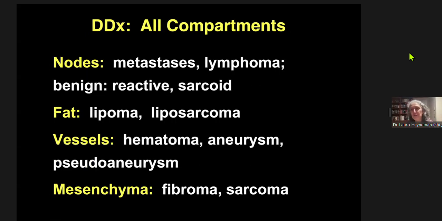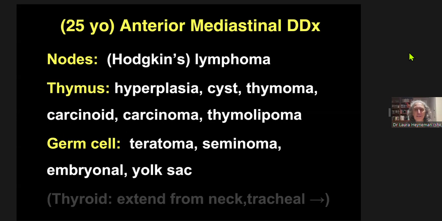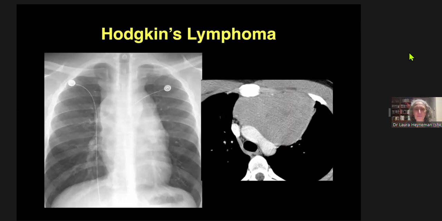There's no paratracheal deviation, so this is not going to be thyroid. And then remember to include lymph nodes, particularly in the anterior mediastinum. You want to think about Hodgkin lymphoma. This is not a vascular pseudoaneurysm, so we can cross out a few things. In a 25-year-old, there are thymic lesions, germ cell tumors, and Hodgkin's that we think about primarily, and you stick a needle in it. This person got a percutaneous biopsy, and this was Hodgkin's lymphoma.